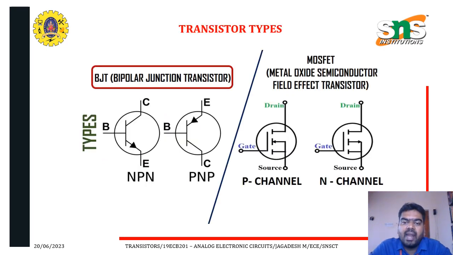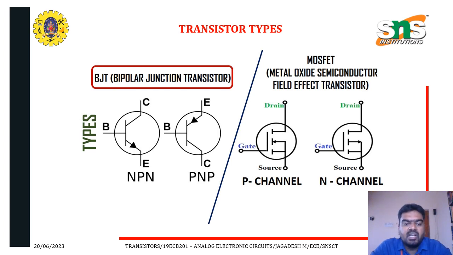And coming to the transistor types, it has two types. One is a BJT, another one is a MOSFET. MOSFET is a field effect transistor, FET. BJT is a bipolar junction transistor, and FET is a field effect transistor. BJT has three terminals: B, C, and E. B is base, C is collector, and E is emitter.